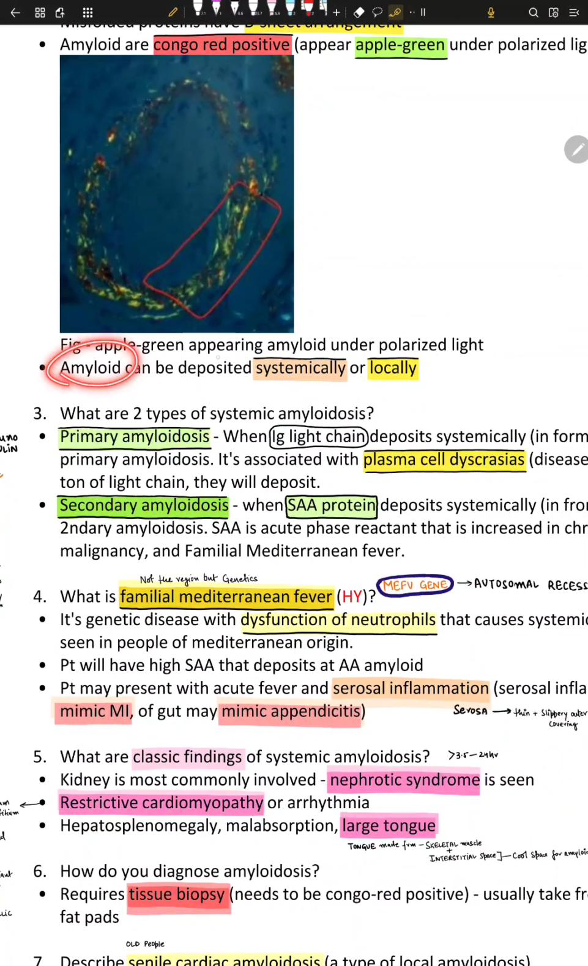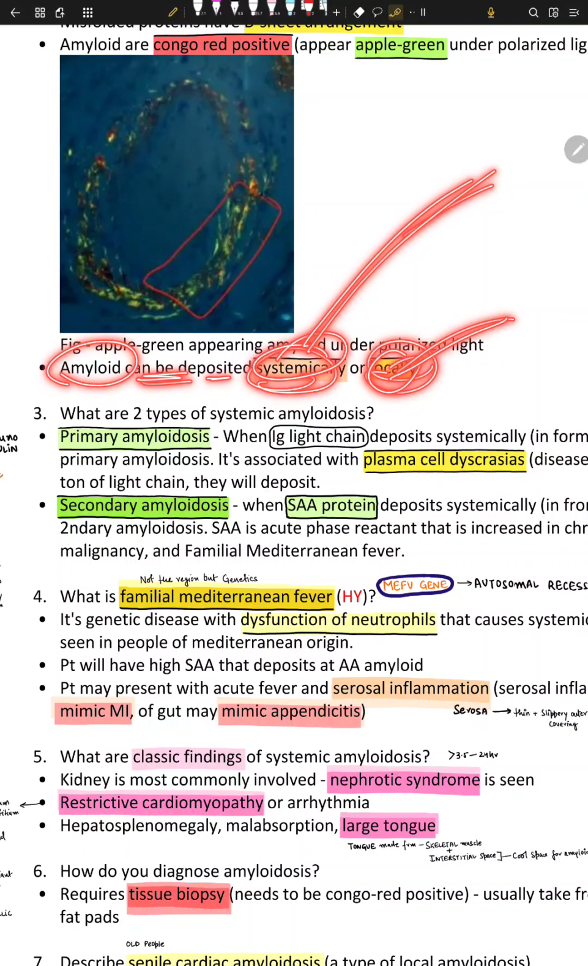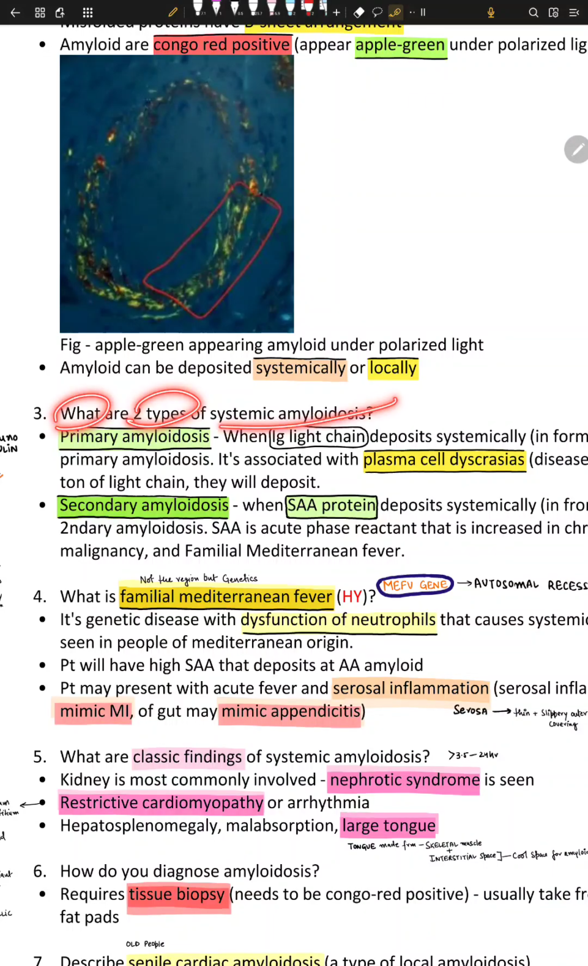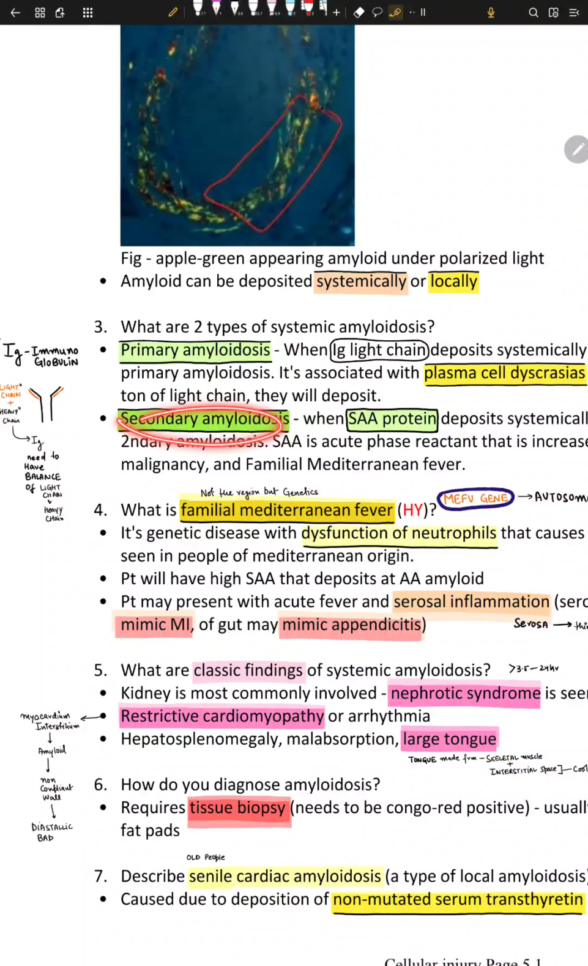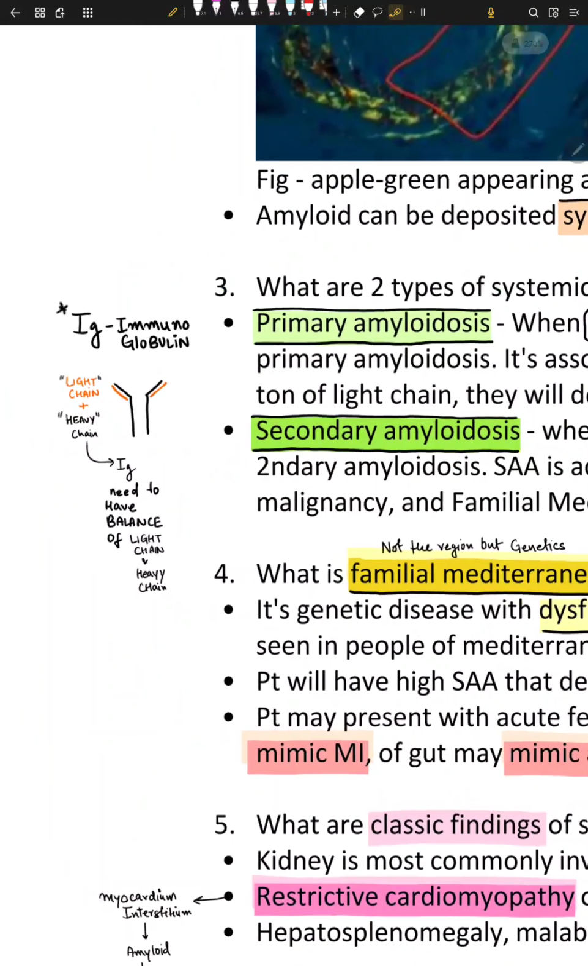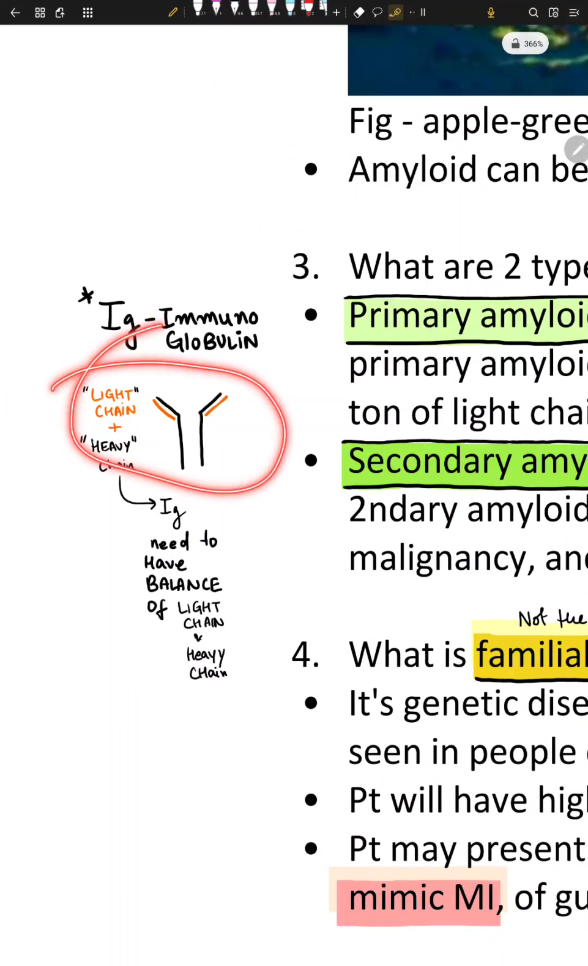Okay, amyloid can be deposited systemically and locally. Systemically means via blood, right? They can travel. Locally means in a local environment. Okay, so what are the two types of systemic amyloidosis? Primary means small, I will tell you. Secondary means big. So this is one Ig body.